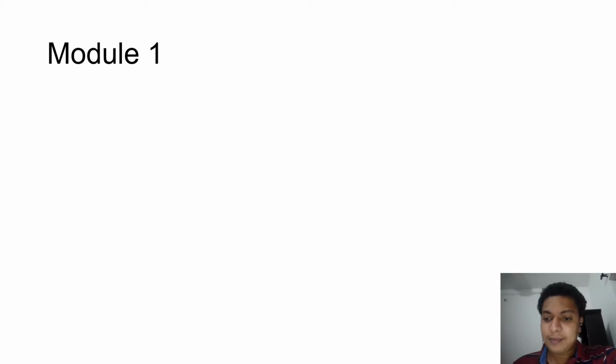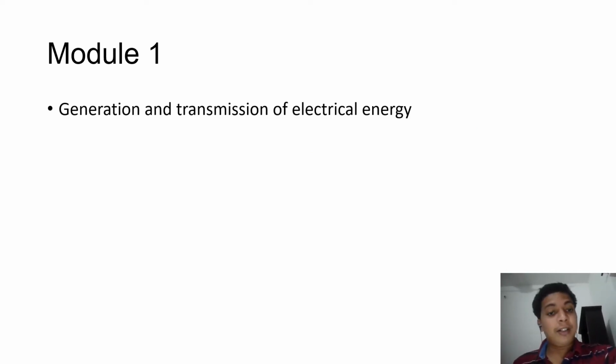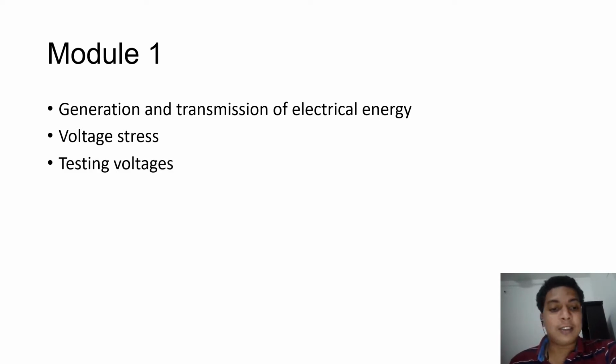So in our first module, what are we going to learn? We are going to learn about the generation and transmission of electrical energy. That is the first thing we will be learning, meaning what our power system network is. Then we will see voltage stress, then the requirement of testing voltages and DC generation. So mainly the high voltage DC generation. These are the major parts that will be covered in module 1.